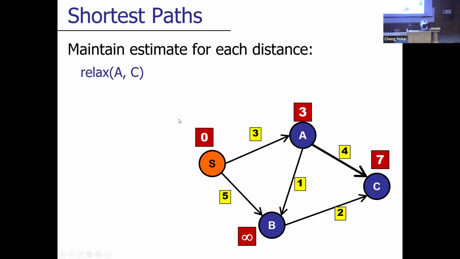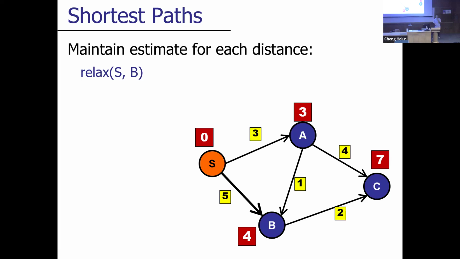What is the next edge you want to relax? Let's relax AB. Relax AB, okay? So B originally is infinity. AB is, you take from the source of AB, which is 3, add 1. That's why we relax B to be 4. And now let's relax SB. B already estimated as 4, right?